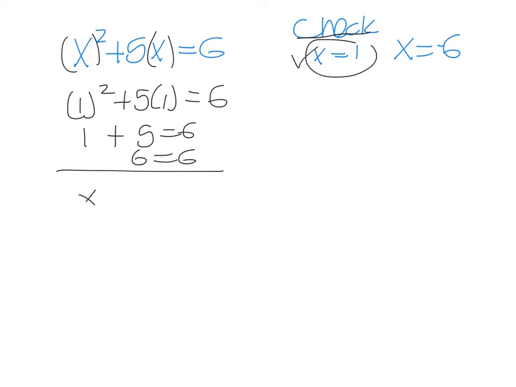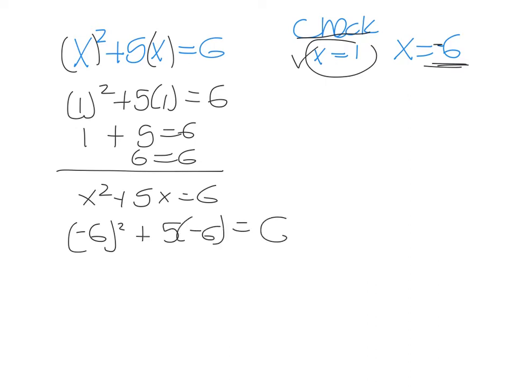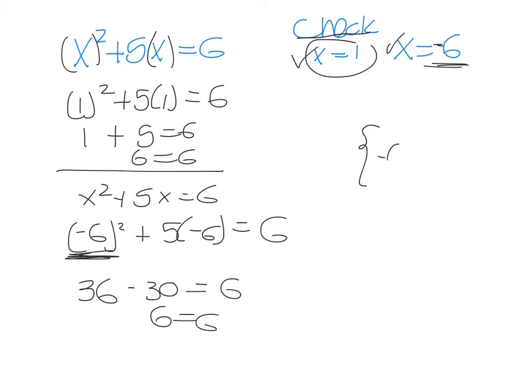For the second one, again, this time I have to put in negative 6. So I have negative 6 squared plus 5 times negative 6 equals 6. Negative 6 squared is negative 6 times negative 6, which comes out positive 36, minus 30 equals 6. 6 equals 6, they both check, so we can keep the answers that we got, negative 6 and positive 1.